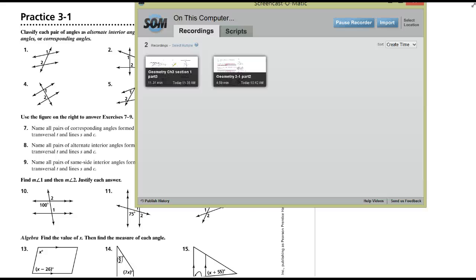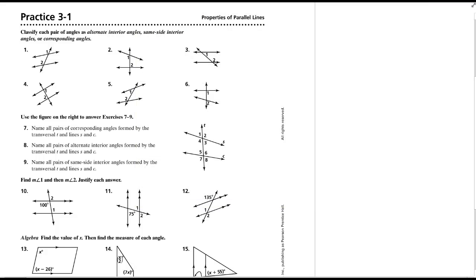So here is your practice worksheet, 3-1 for geometry. We're classifying the sets of angles as alternate interior, same side interior, or corresponding. These are pairs of coplanar lines. They don't have to be parallel to use these designations.